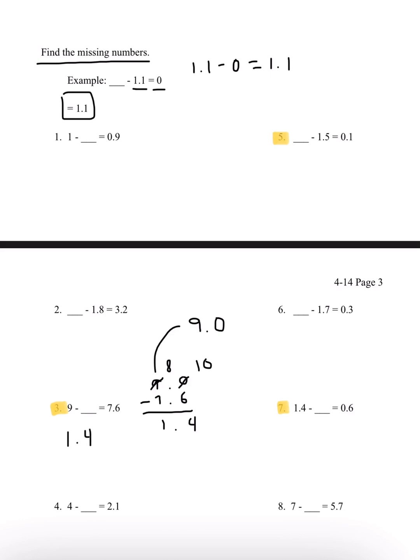Moving on to number 5, we have blank minus 1.5 equals 0.1. So let's get 1.5 minus 0.1. 5 minus 1 is 4. Don't forget the decimal point. And 1 minus 0 is 1. So our answer for this one is going to be 1.4.